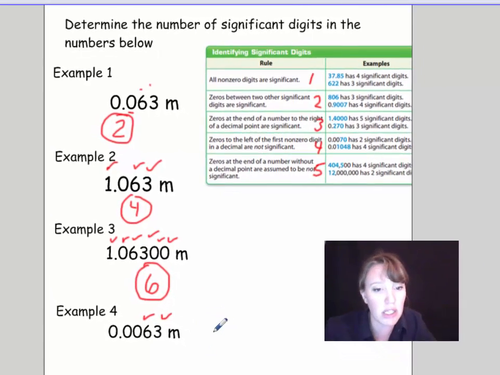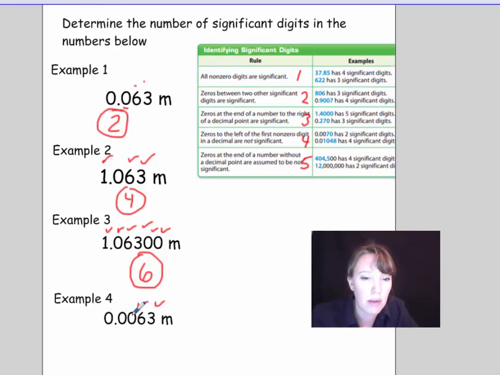Here we have 2 significant digits, so at least there are 2 by rule 1. Now these zeros by rule 4 are not considered significant, so here we only have 2 significant digits.